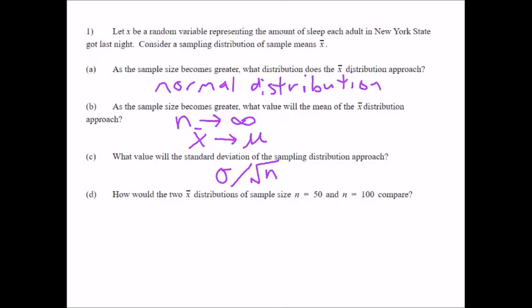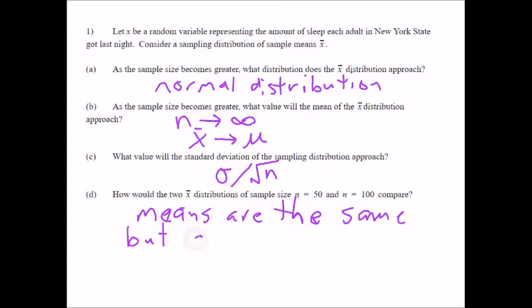So that leads us to letter D. How would these two differ? The means would be the same, but what will be different are their standard deviations. One will have a standard deviation of the standard deviation divided by the square root of 50. The other will have the standard deviation divided by the square root of 100. Okay, there's number one.